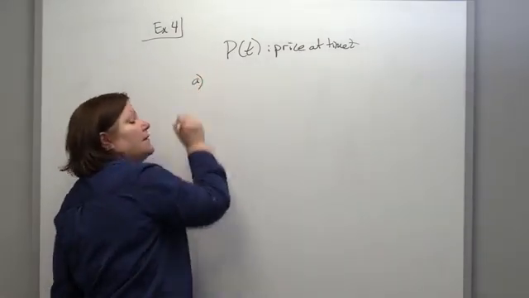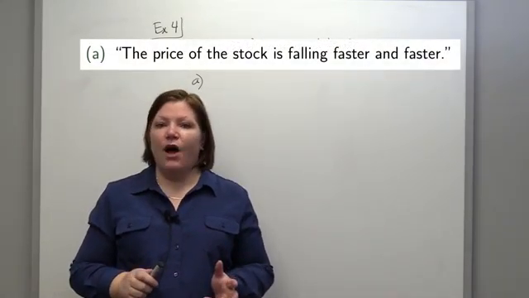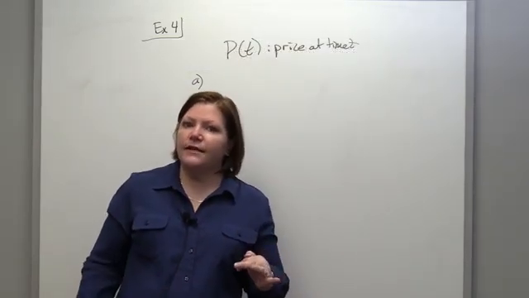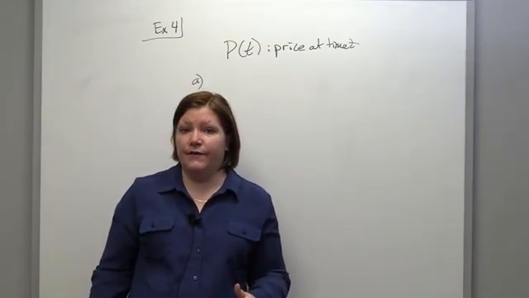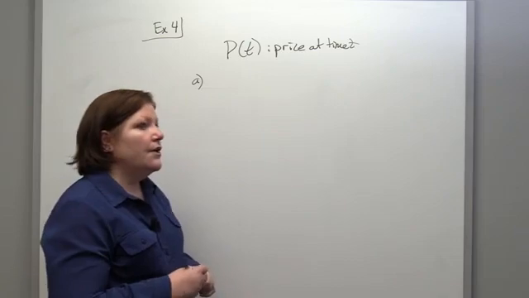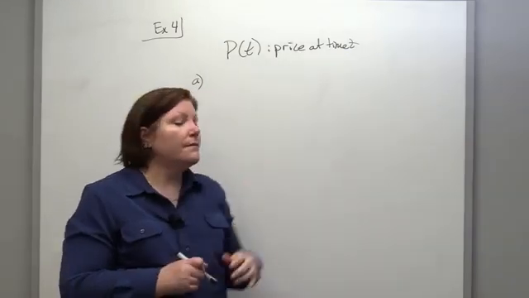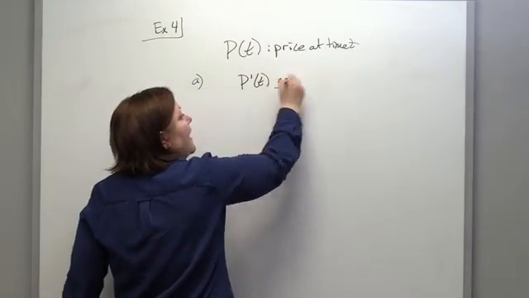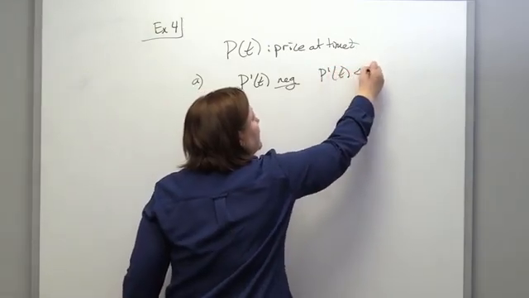And the first phrase, we are told the price of the stock is falling faster and faster. With some of the phrasing, we are able to capture what is going on with the first derivative a little bit easier than the second derivative in general. So the price of the stock is falling faster and faster. The fact that the price of the stock is falling, right? P prime is negative, right? Or fancier, P prime of t is less than 0.